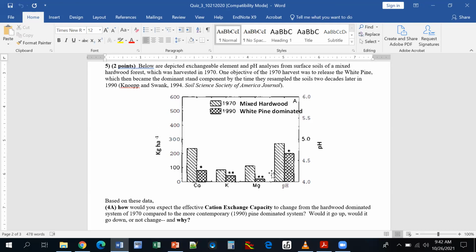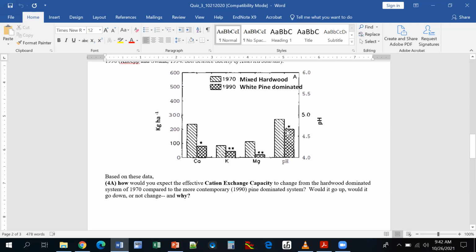Or another way of saying that would be the H+ concentration went up, right? So based on this data, what should have happened to the effective cation exchange capacity? It should go down, right? And that's because if the pH went down, that means that we've protonated a lot of the exchange sites, right? So we've added a lot of H+. So that actually should have decreased our effective cation exchange capacity.